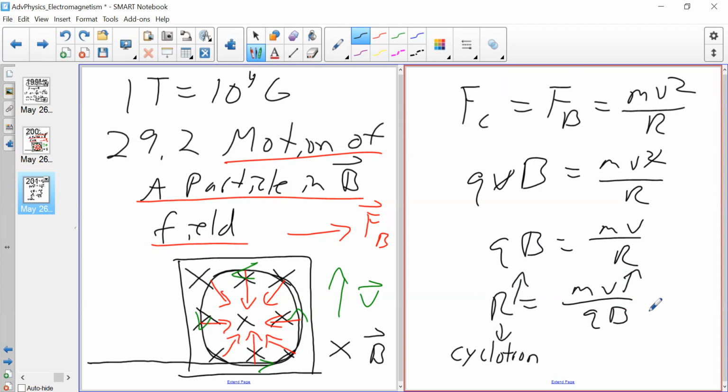And you can tweak the magnetic field. There's all kinds of dials and computers and instruments all over the place where you can modify the fields in order to get what you need. All right, so this was typically called the cyclotron radius.